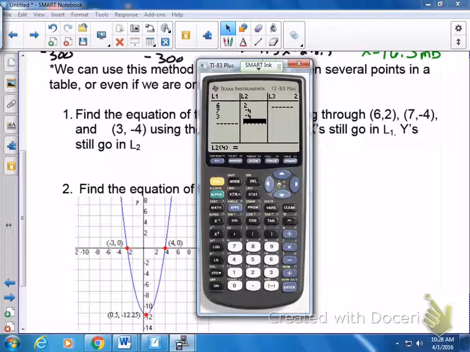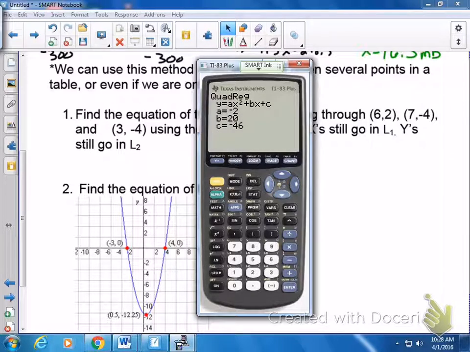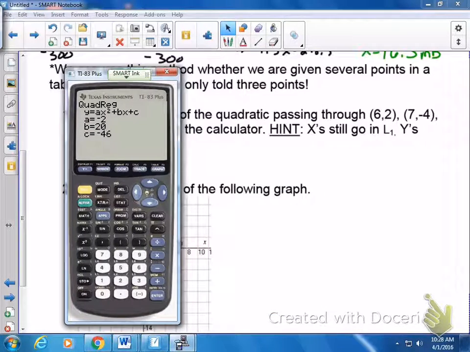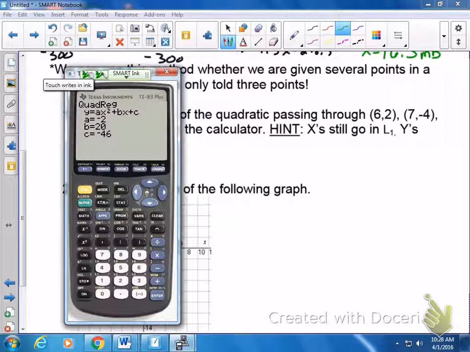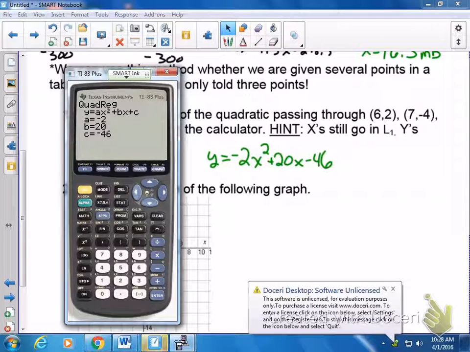So I've got my stuff in my lists. I'm going to hit stat. I'm going to go to the right to calc. I'm going to use 5, and I'm going to hit enter. And that will give me my equation. It says that A is -2, B is 20, C is -46. If you didn't get those, you need to check your lists and make sure you put them in right. So I have y equals -2x squared plus 20x minus 46. It didn't ask us to do anything else. That's all we've got to do.